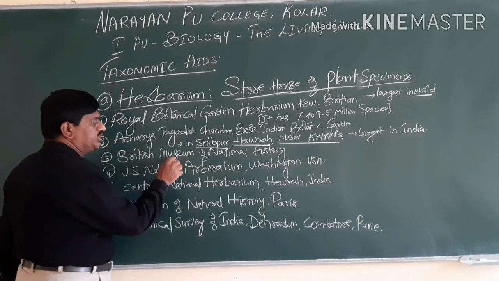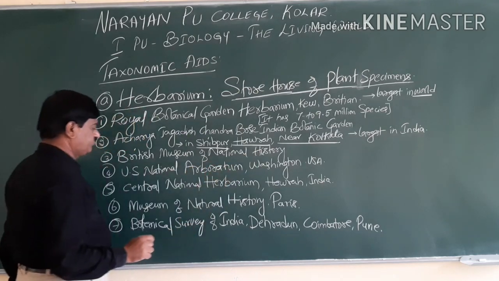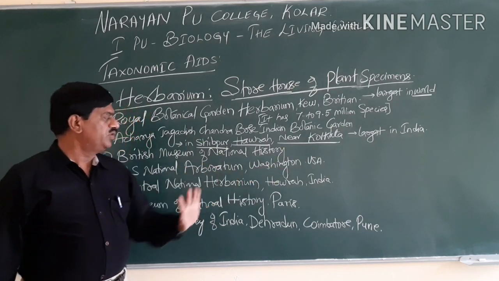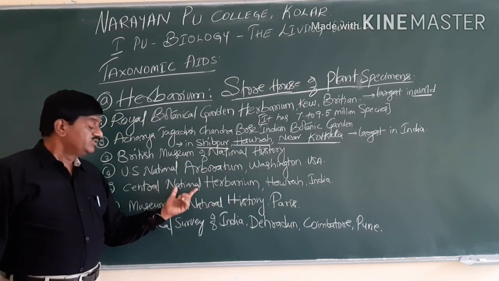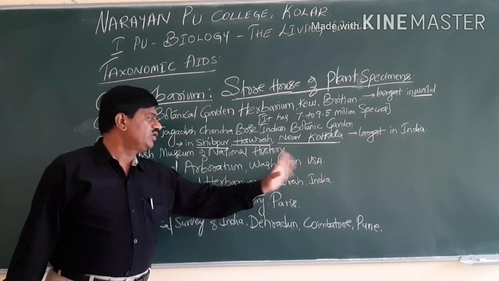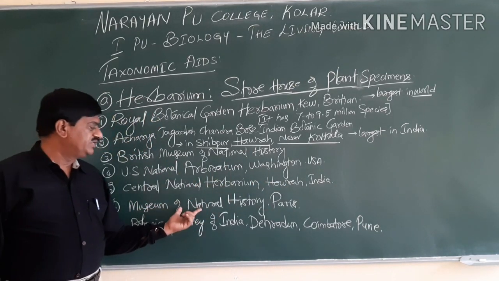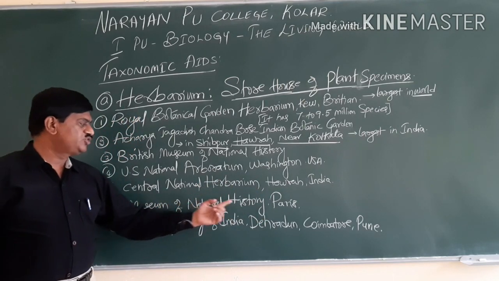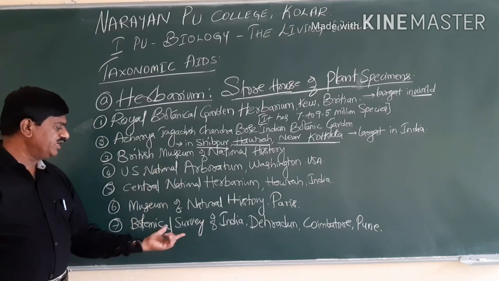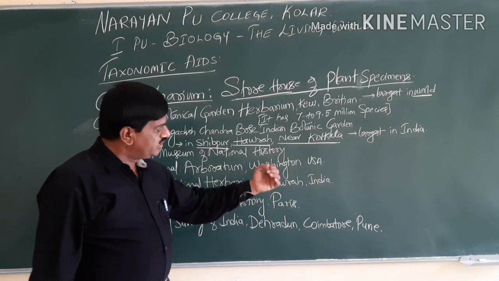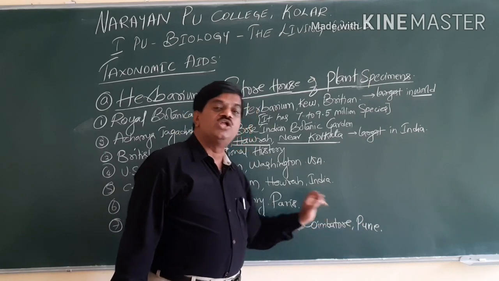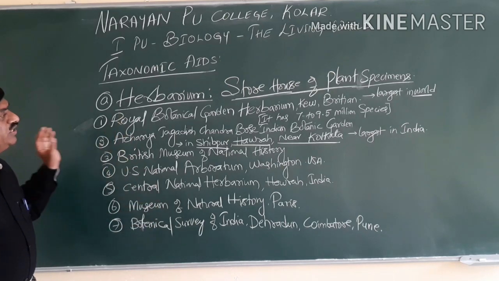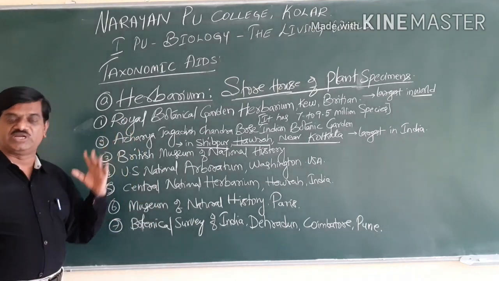Next, British Museum of Natural History. The next one is US National Herbarium, Washington, USA. Next, the Central National Herbarium, Howrah, India. Museum of Natural History, Paris. Next, Botanical Survey of India, Dehradun, and it is also present in Coimbatore, and also in Pune. So these are some of the herbariums present in various places. We will go for the next one.